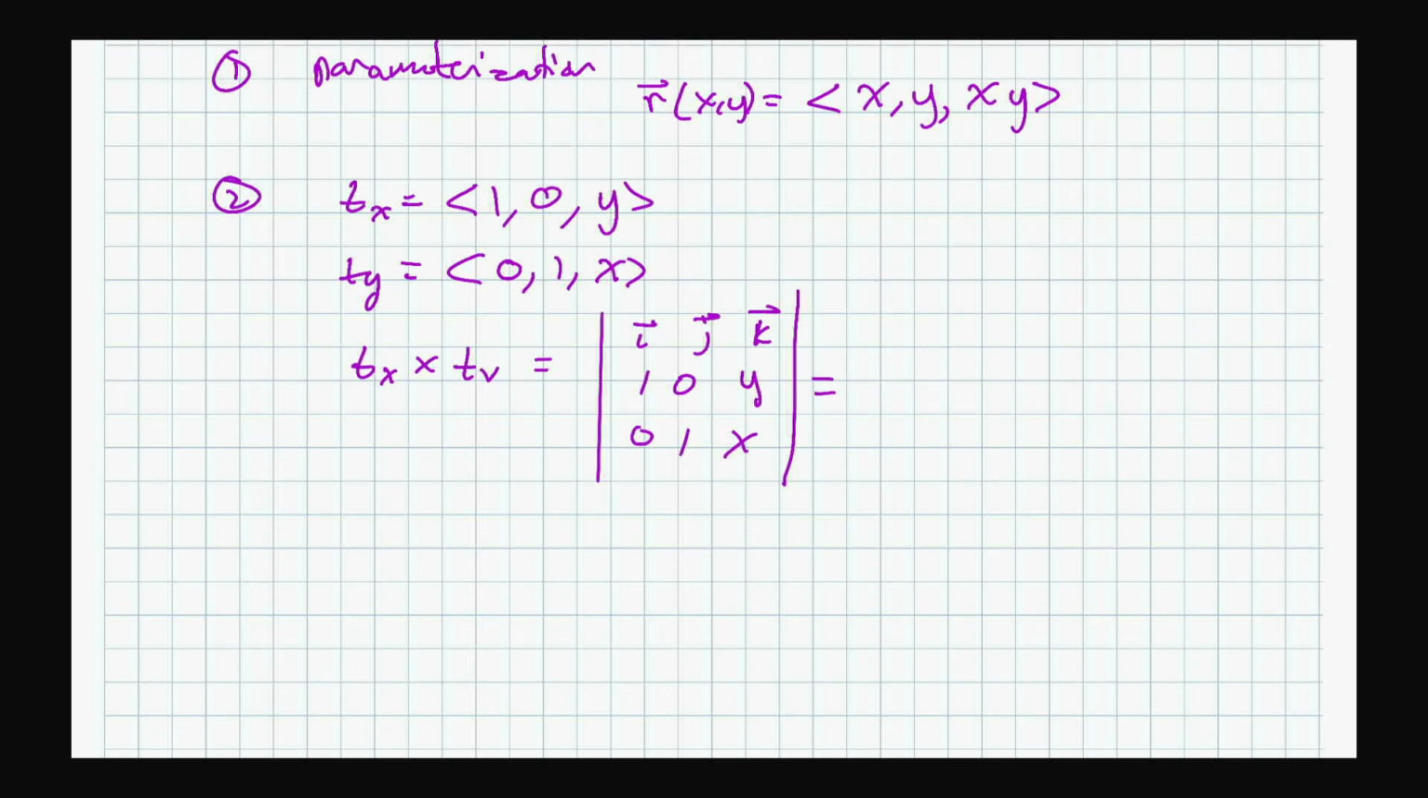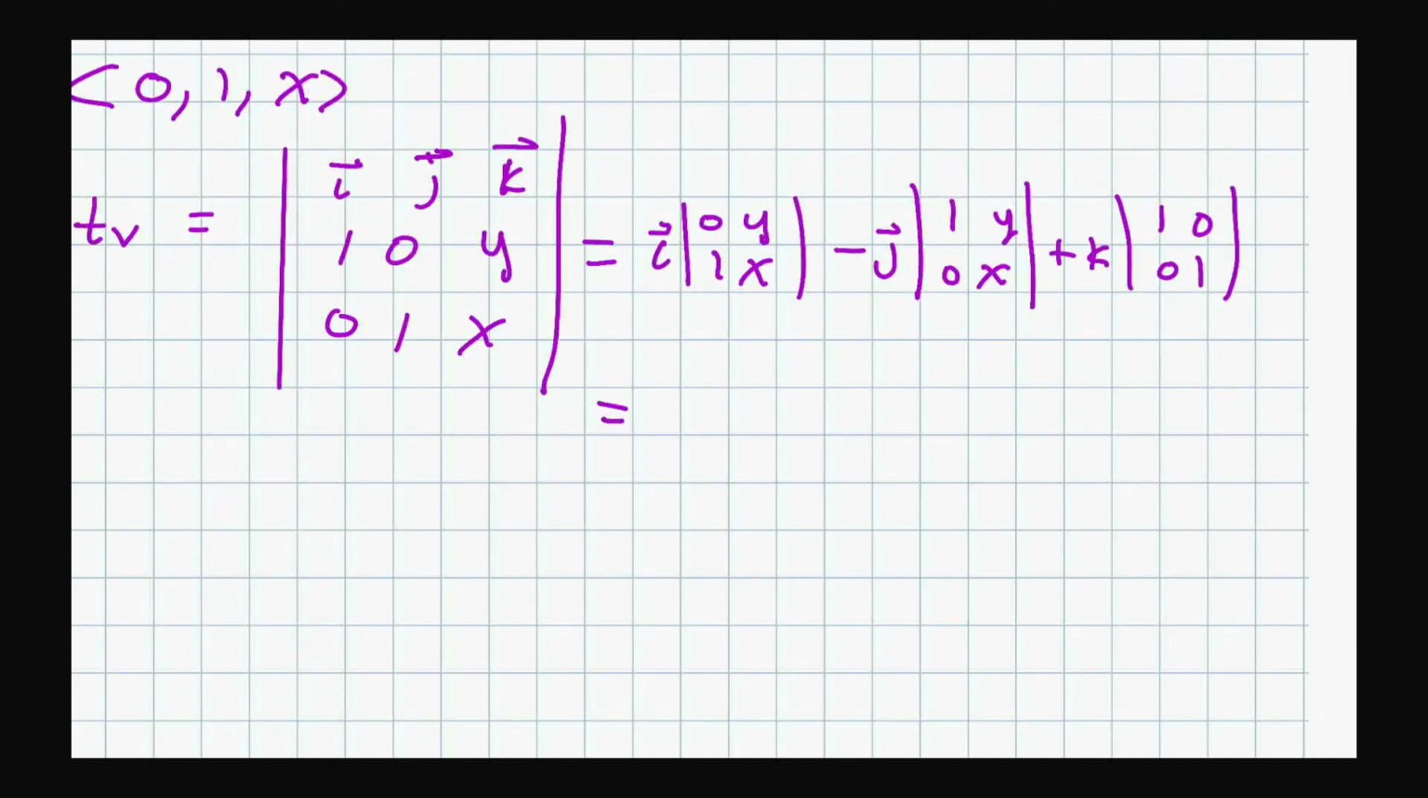So it would be i times the determinant of 0, y, 1, x, minus j times the determinant of 1, y, 0, x, and then plus k times the determinant of 1, 0, 0, 1. So we do these little determinants. We got here 0 minus y, minus j, x minus 0, and then k, 1 minus 0, which is 1.